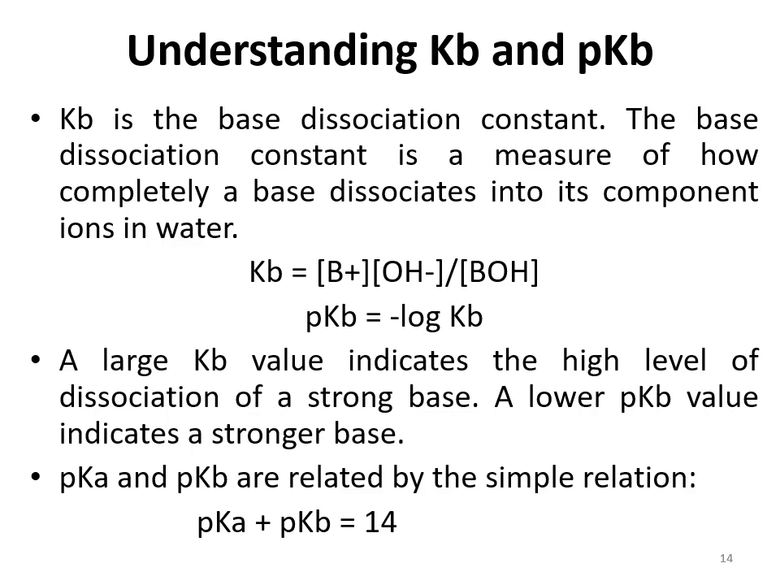A large Kb value indicates a high level of dissociation of a strong base. A lower pKb value indicates a stronger base. So this is also opposite: if we have a strong base, then we will have a large Kb value but a smaller pKb value. And if we have a weak base, we will have a smaller Kb value but a larger pKb value. pKa and pKb are related by the simple relation: pKa plus pKb is equal to 14.